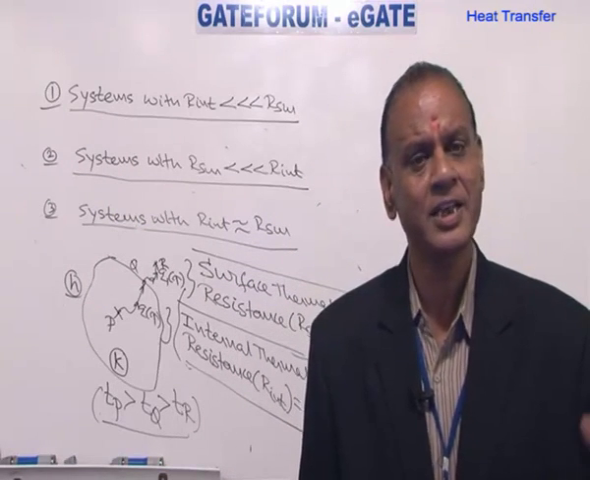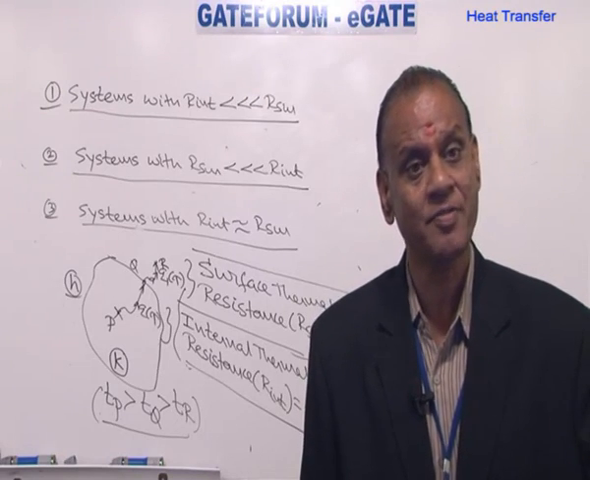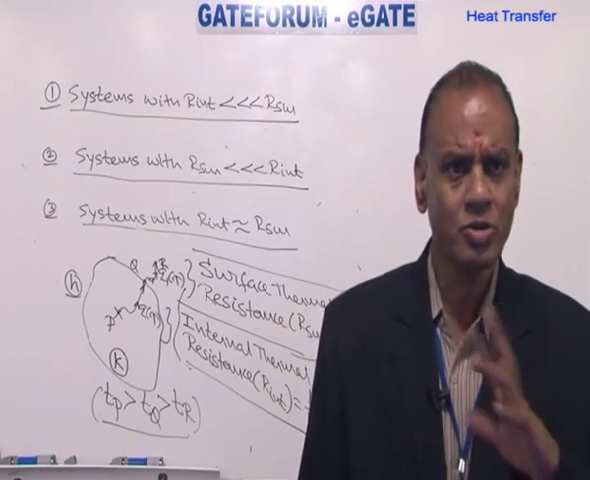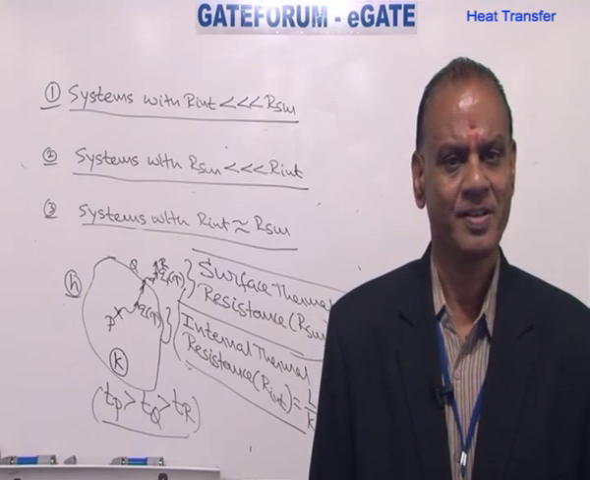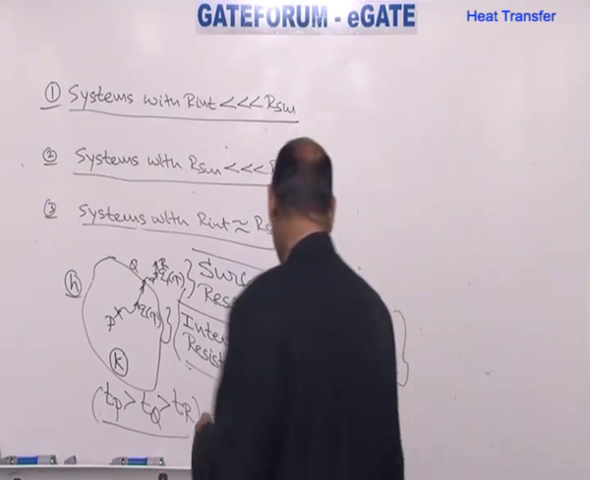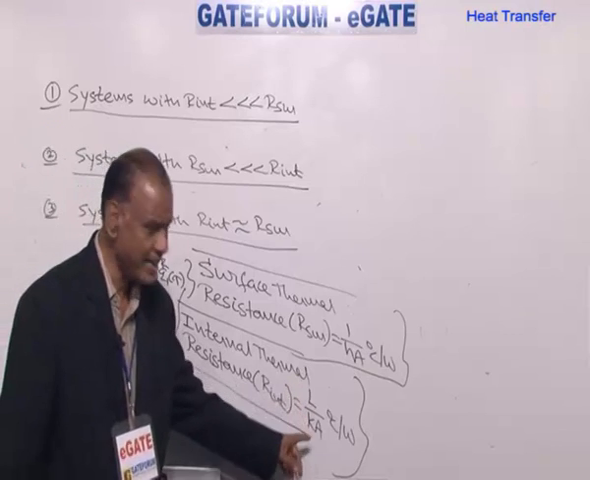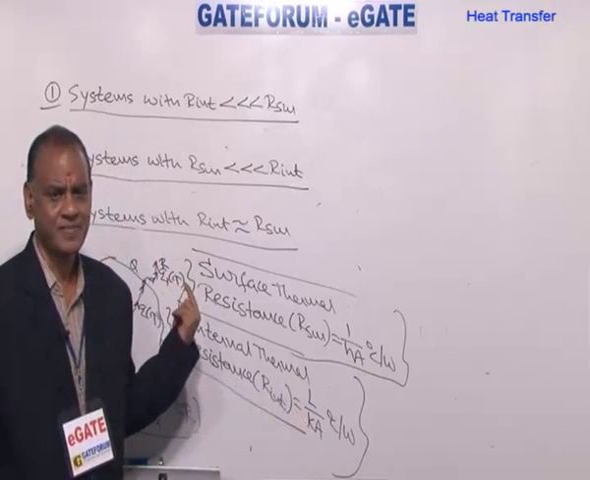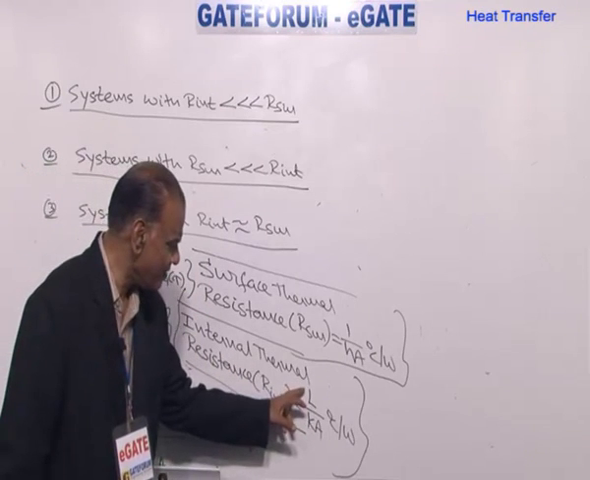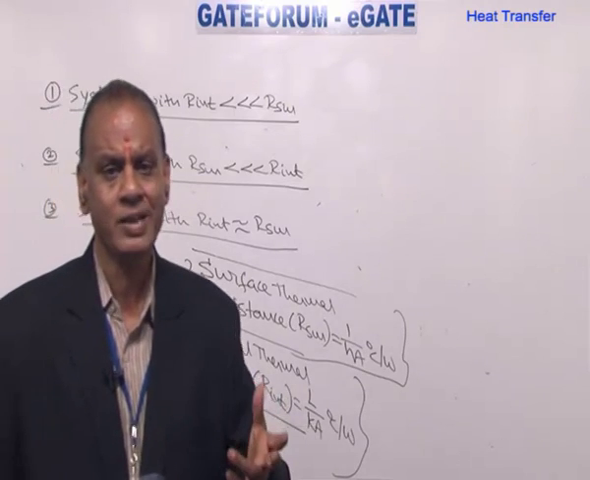First, we have systems with negligible internal resistance. Then we have systems with negligible surface resistance. Then you have systems with R internal and R surface almost equal to each other. To make it better, let us look at the expressions for R internal and R surface. R internal is given by L by Ka. L is the distance that is finite. A is the area that is also finite. For the given length, given thickness, given area, R internal is inversely proportional to K.